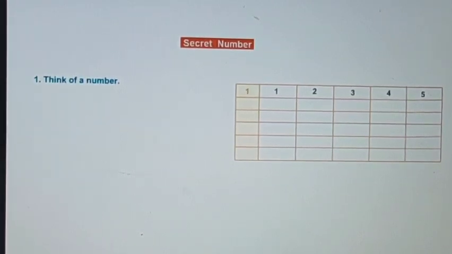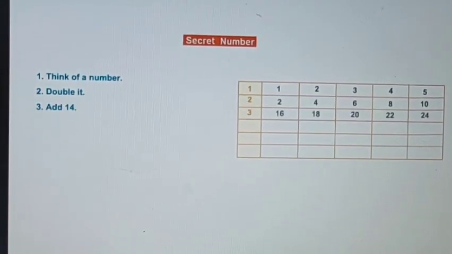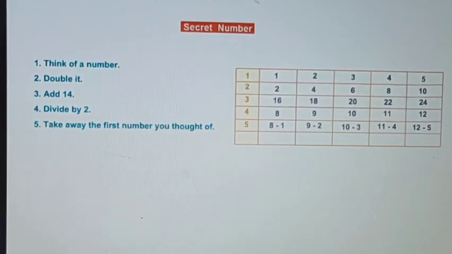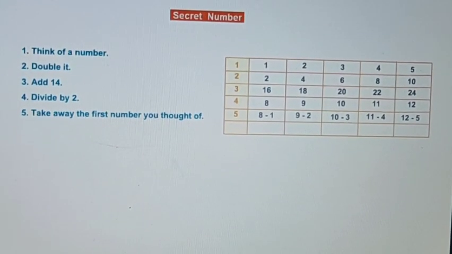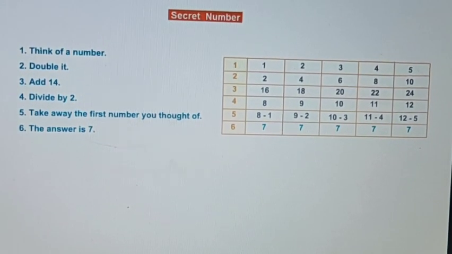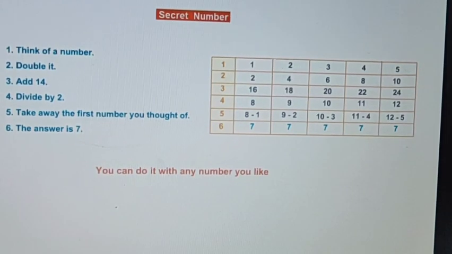Think of a number. Double it. Add 14. Divide by 2. Take away the first number you thought of. The answer is 7. You can see from the given table that you can do it with any number you like.